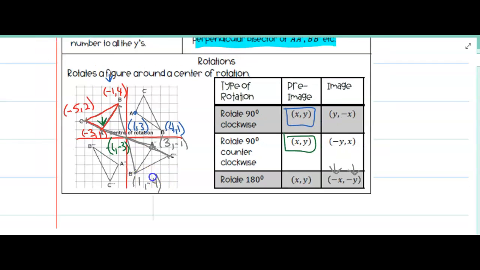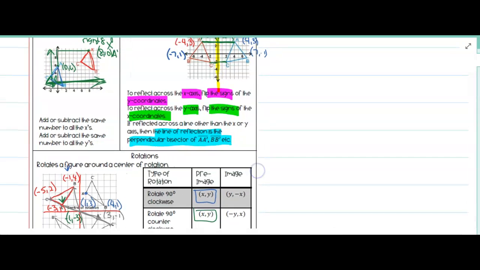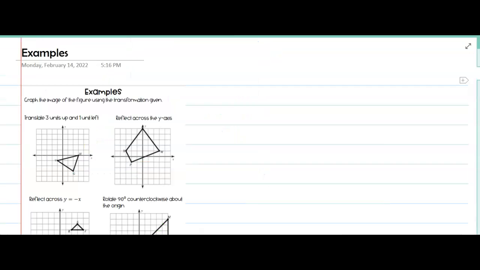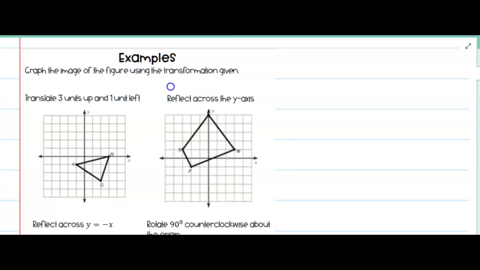So I think you're going to want to keep that chart handy for your homework and for our examples over here on the right. So we'll hang on. Don't glue this in just yet. Let's go ahead and do our examples, because you're going to have to glue this in as well.